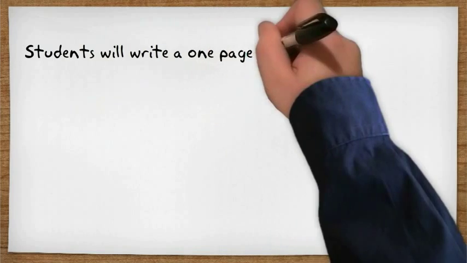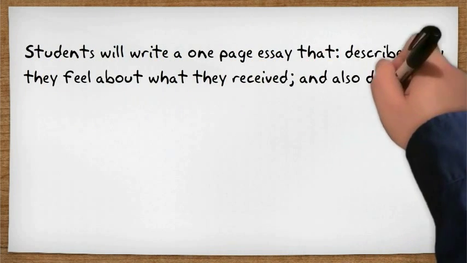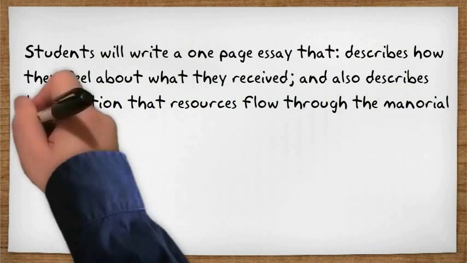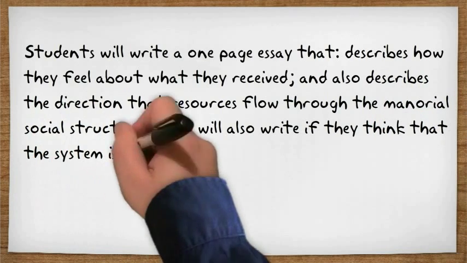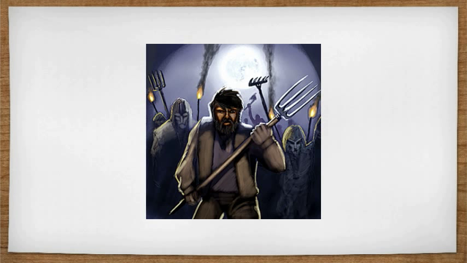Students will write a 1-page essay that describes how they feel about what they received and also describes the direction that resources flow through the manorial social structure. They will also write if they think that the system is fair and explain why or why not. Students must also suggest why peasants have put up with this system for hundreds of years without revolting.